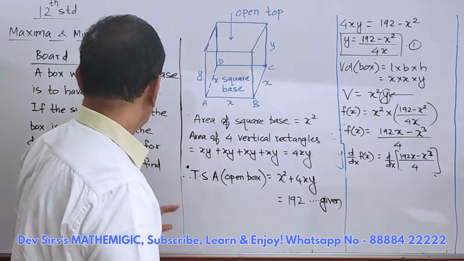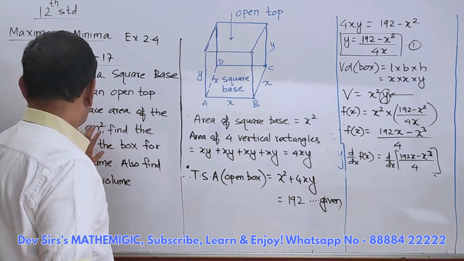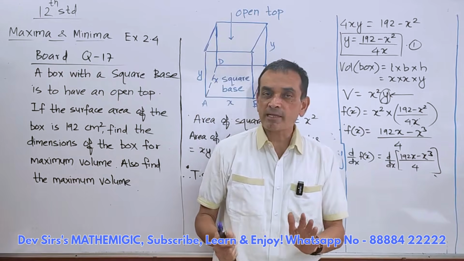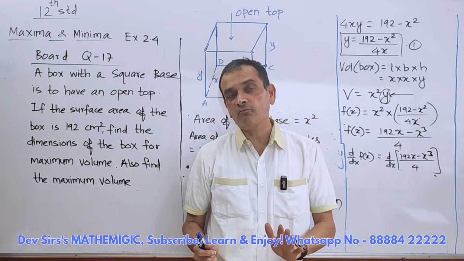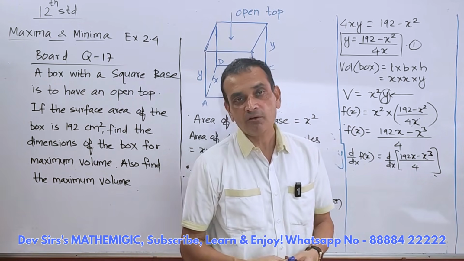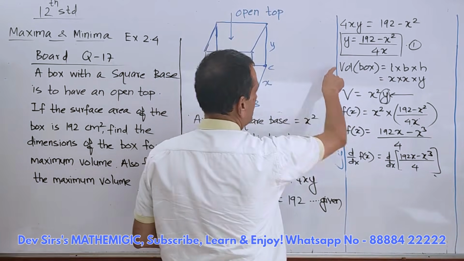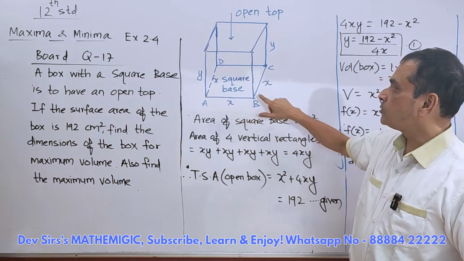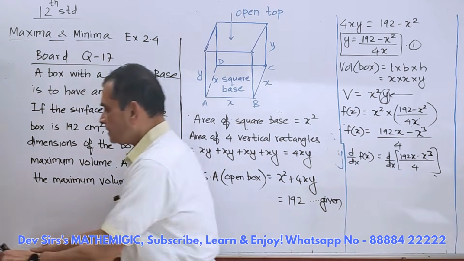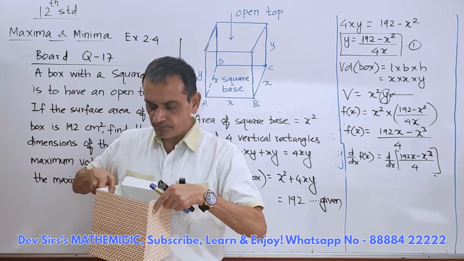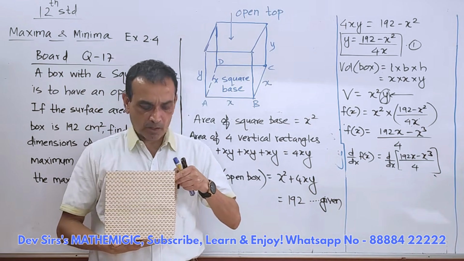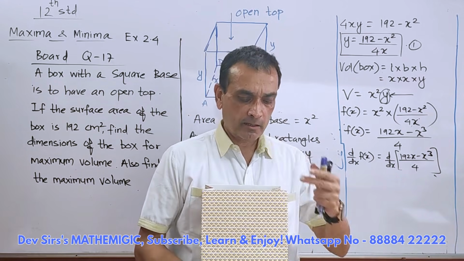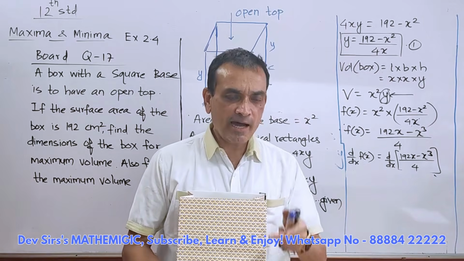Now, what is asked? Find the dimensions for maximum volume. Okay. So, maximum volume यानी you have to first write the formula for volume of the box. Okay. Now, volume of the box is what? Length into breadth into height. If you see here, volume of the box is length into breadth into height, x into y.